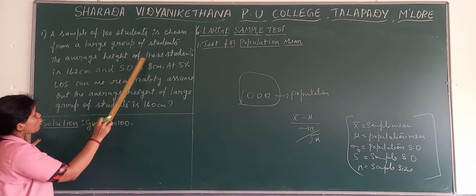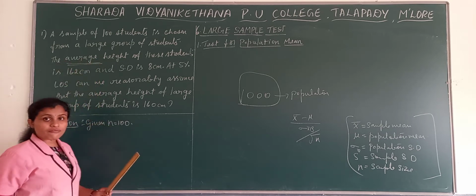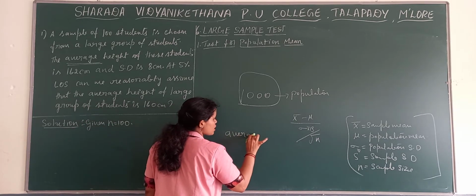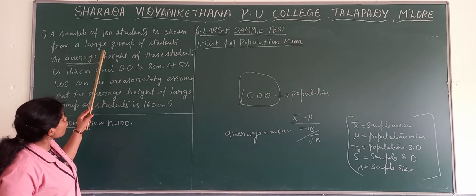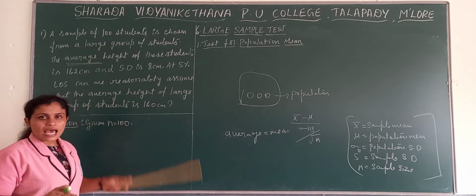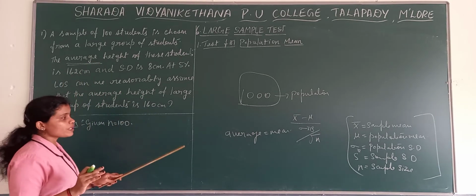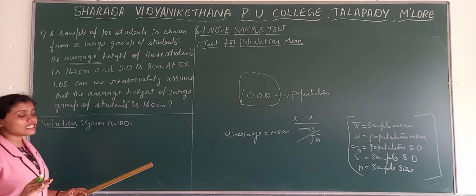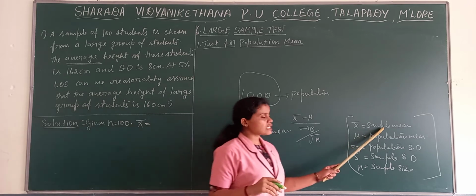Now, the average height of these students. What do we mean by average? Average or mean, one and the same. Average means mean. So the average height of these 100 students is 162. The mean height of these students is 162. Which symbol is that 162? That is x bar. What is x bar? The sample mean.